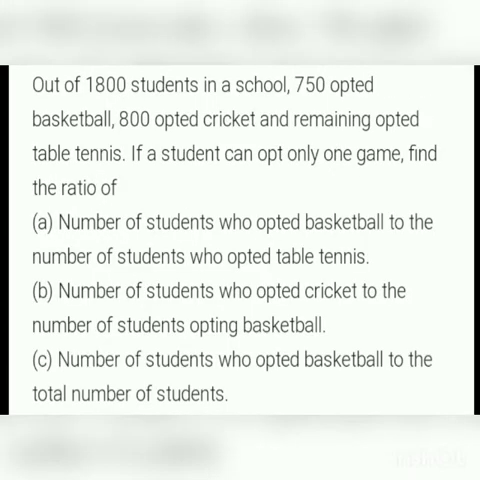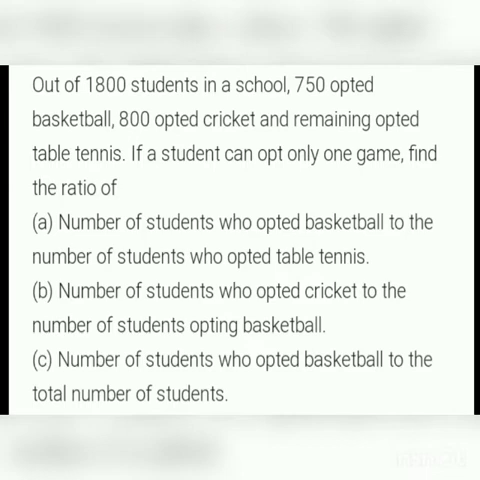Next question. Out of 1800 students in a school, 750 opted basketball, 800 opted cricket and the remaining opted table tennis. If a student can opt only one game, find the ratio of the number of students who opted basketball to the number of students who opted table tennis. Then the number of students who opted cricket to the number of students opting basketball. Then the number of students who opted basketball to the total number of students.